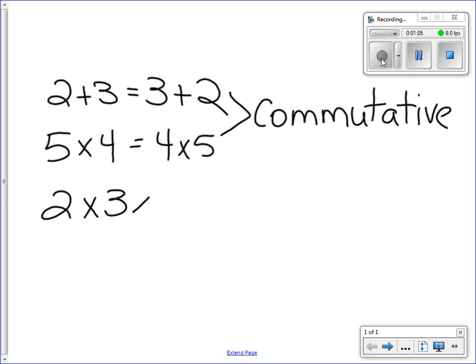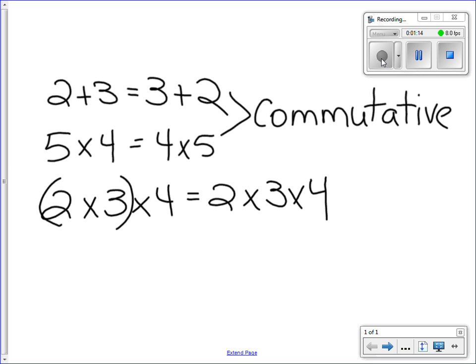2 times 3 times 4 is equal to 2 times 3 times 4, and the only thing you would change, like in this one I grouped 2 and 3, so in this one I'm going to group the 3 with 4, and the same thing with addition. That is your associative property.